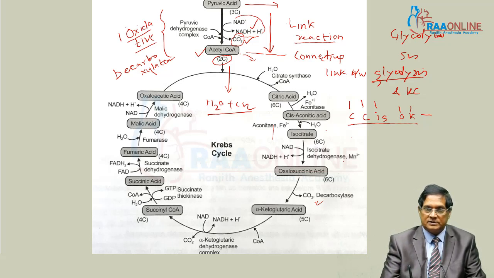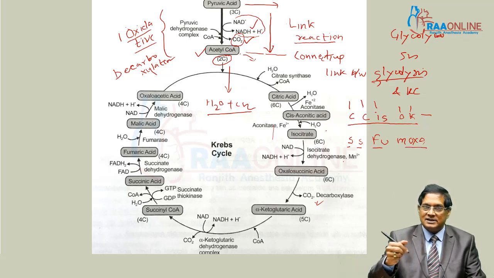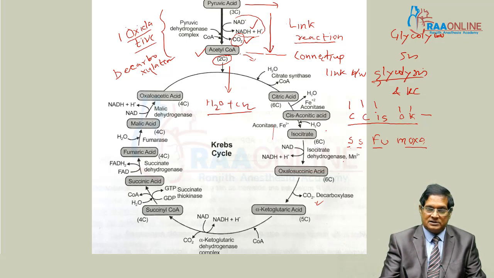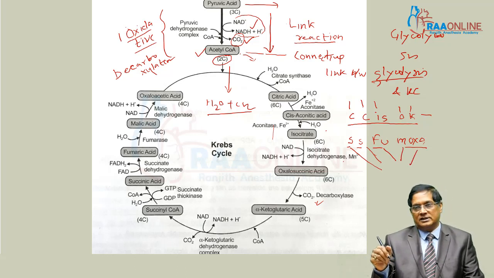Second 5 steps: S, F, M, O. A sentence can be framed as "Yes, few moxa." Then S for succinyl coenzyme A, succinic acid, fumaric acid, malic acid, oxaloacetic acid.